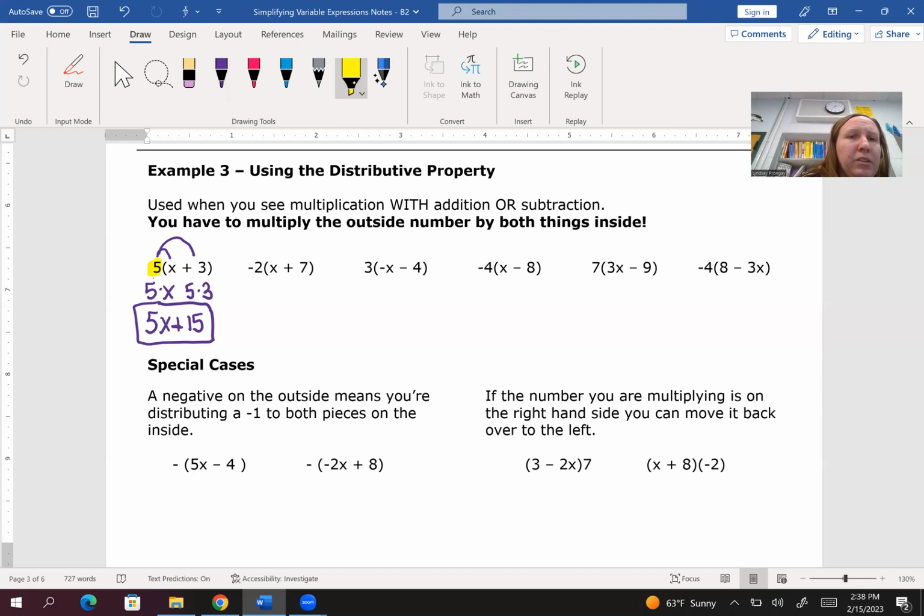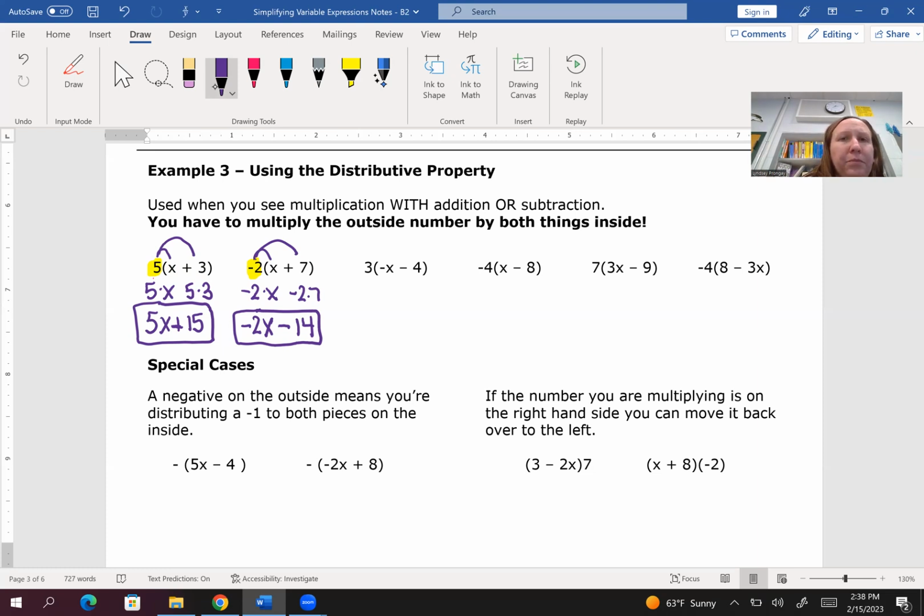The next one, we are distributing a negative 2. So we're going to start with negative 2 times x, and then negative 2 times 7. Negative 2 times x is negative 2x. Negative 2 times 7 is a negative 14. And because our second piece is negative, that means I need to write it as a subtraction sign. So our answer for this second question is negative 2x minus 14.